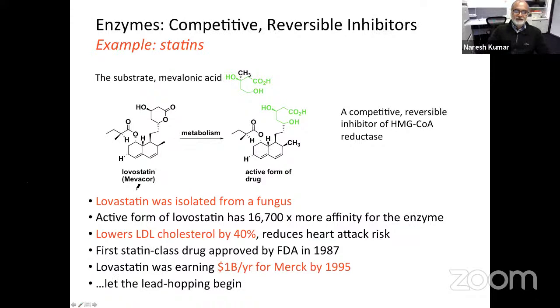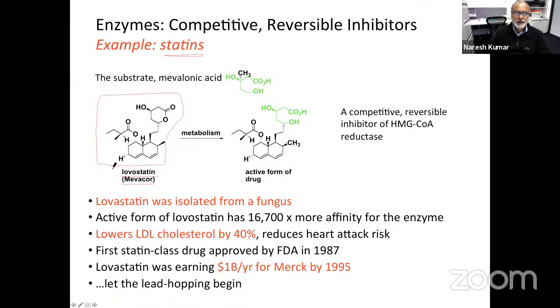This is an example of a statin. Statin is a common name for drugs which lower cholesterol. It's not just one drug, but many different drugs which all lower cholesterol. They're related to one another. And here is an example, a very early statin which was used to lower cholesterol. It's called lovastatin, or Mevacor was a trade name for this drug. And this is the structure of that drug.